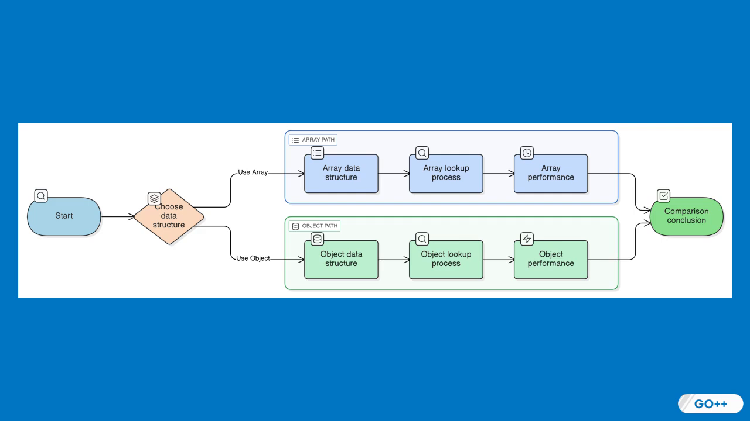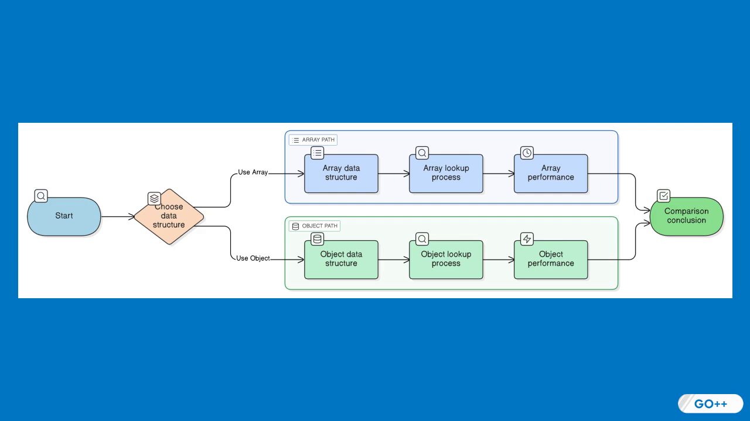This is called iteration, and it scales linearly. The more products you have, the longer it takes. Arrays are excellent for keeping things in order, like displaying a sorted catalog or looping through items. They're intuitive for operations like mapping, filtering, or reducing. And they're the default choice when sequence matters.